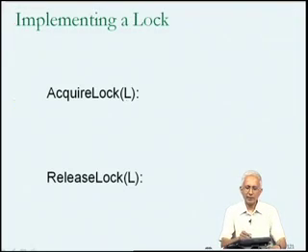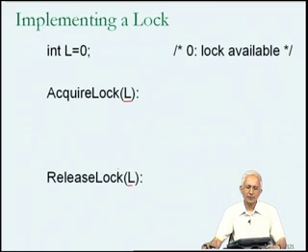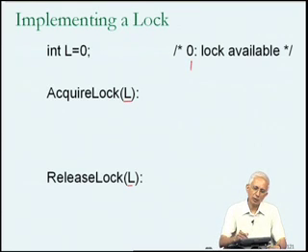So I'll think of the lock, as I said, as being some kind of a data structure. So acquire lock takes a lock as a parameter, release lock takes a lock as a parameter. These are not value parameters but reference parameters. Let's suppose that the lock variable is an integer variable, and initially it has the value 0. I'll initialize the lock to 0, and the meaning of the lock being 0 is that the lock is available. If the lock has a value of 1, that means the lock is not available, or the lock is in use.